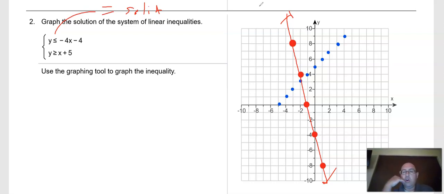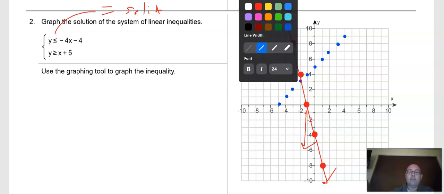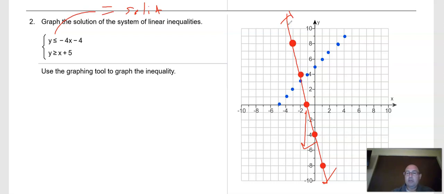We can use our best estimate there. Y is less than means shading below. So we're shading below this red line. Okay, all the y values below that line. Switching to the blue color, that's this one right here, right? And it also has the equal to, so it's solid.